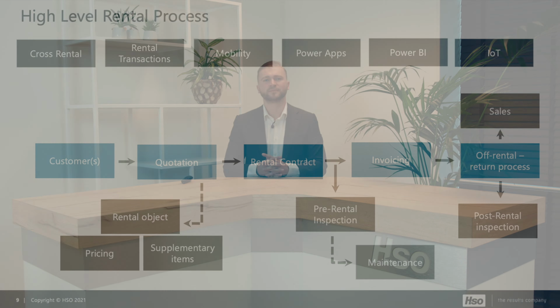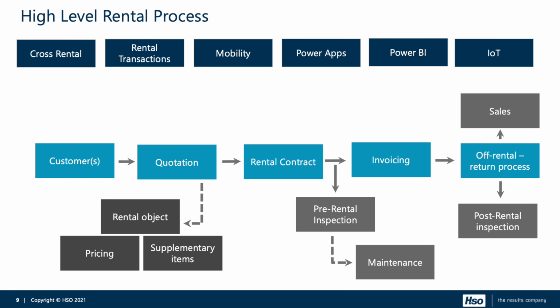the customer. We offer that customer a rental quotation. On that rental quotation, we place an object, we place the pricing, we calculate the rates, and we might want to add even supplementary items or complete rental kits, because you might have multiple components that come alongside with your equipment. Think about cables, containers, other items that you might want to add to that.